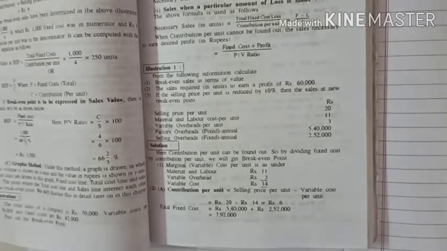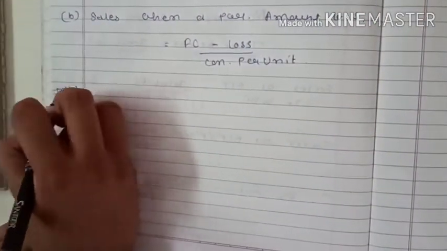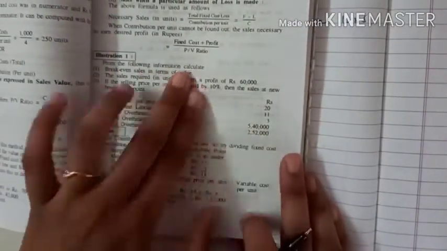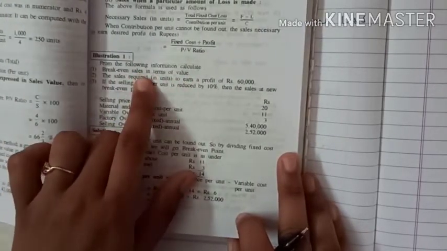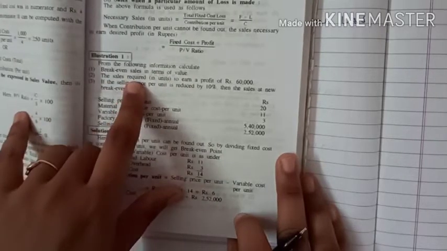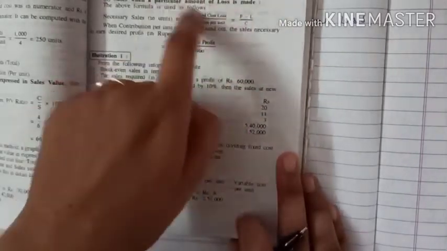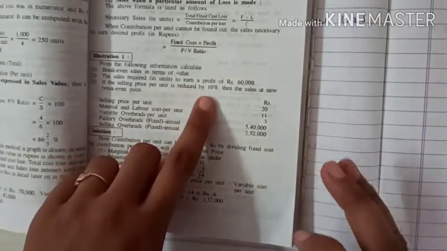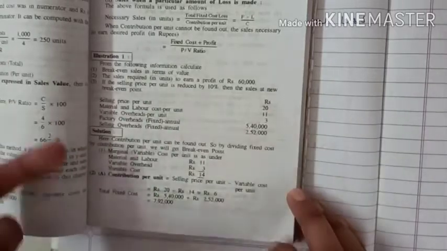Let's start with illustration 1 and solve the various problems. So illustration number 1. What is given? From the following information, calculate the BEP sales in terms of value, that means sales at BEP in rupees. The sales required in units to earn a profit of rupees 60,000. If the selling price per unit is reduced by 10%, then sales at a new BEP, then we have to find out a new BEP.